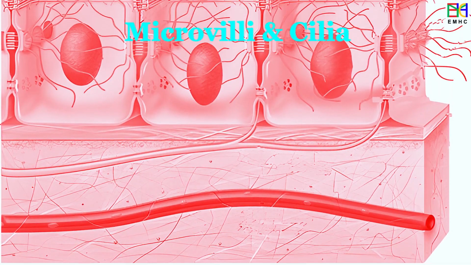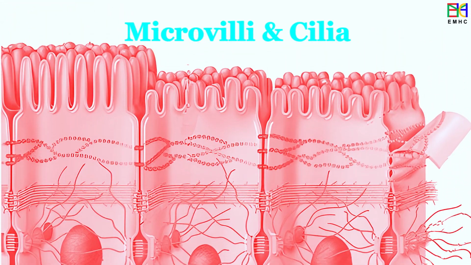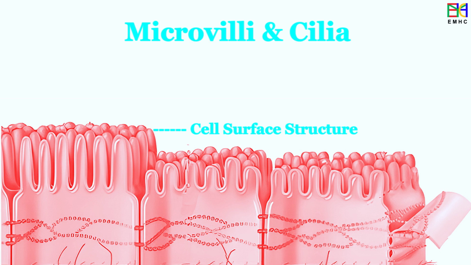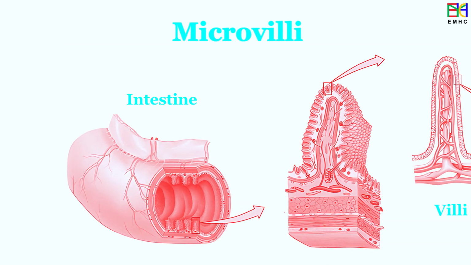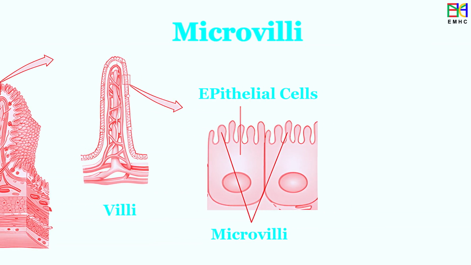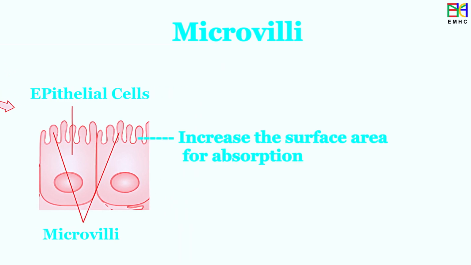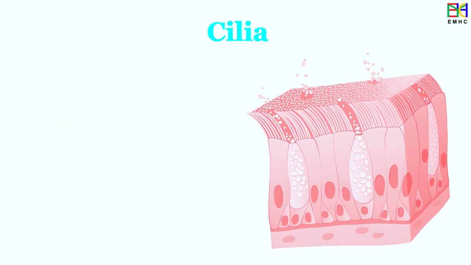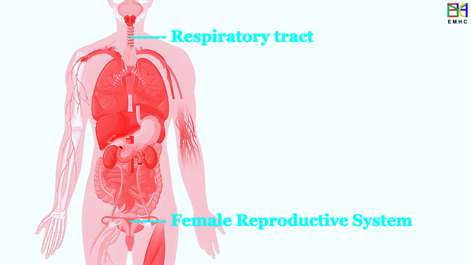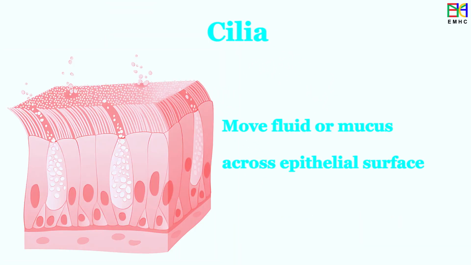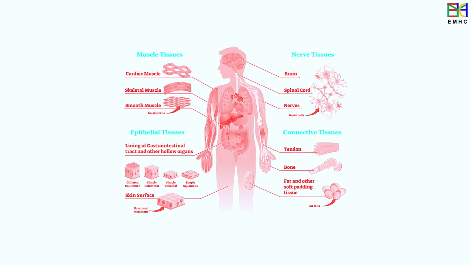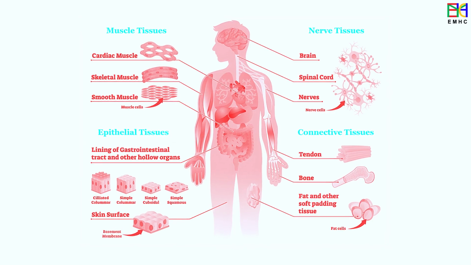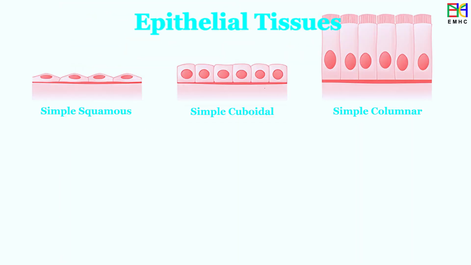Epithelial tissues often have specialized structures on their surfaces to enhance their functions. For example, the small and finger-like microvilli on the apical surface of cells in the intestines can increase the surface area for absorption. The hair-like cilia in the respiratory tract and the female reproductive system can move fluid or mucus across the epithelial surface.